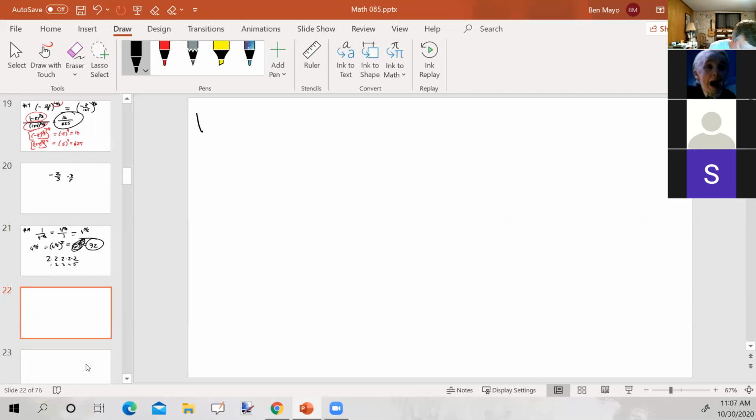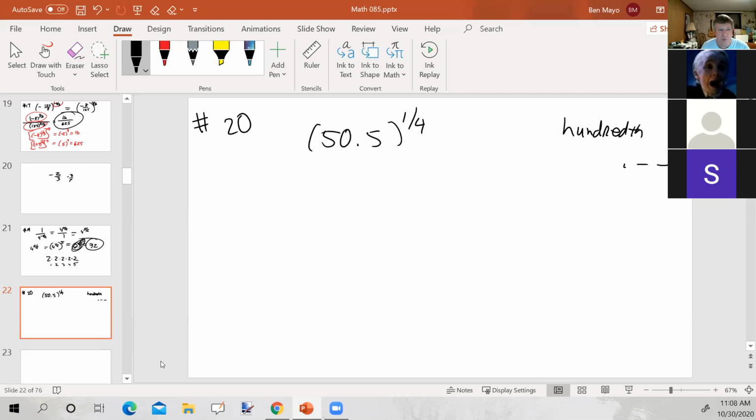All right, let's take a look. We're still in the chapter review. This is problem number 20. It says use a calculator to evaluate the expression. We have 50.5 to the 1/4 power, round to the nearest hundredth. So that's going to be point something something, so 2 decimal places over.